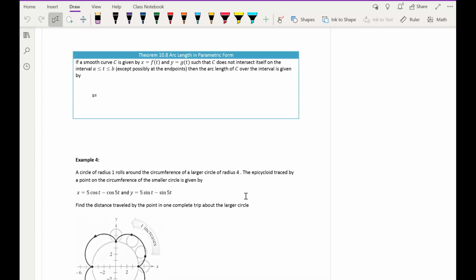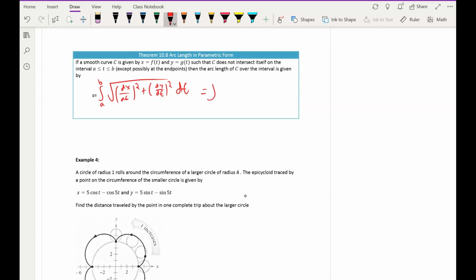So if a smooth curve C is given by x equals f of t and y equals g of t, two parametric equations, such that C does not intersect itself on the interval a is less than or equal to t, which is less than or equal to b, except possibly at the endpoints, then the arc length of C over the interval is given by the integral from a to b of the square root of the derivative of x with respect to t squared plus the derivative of y with respect to t squared. And then don't forget your dt.